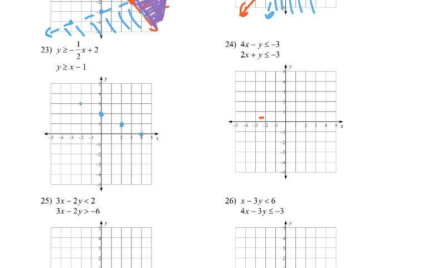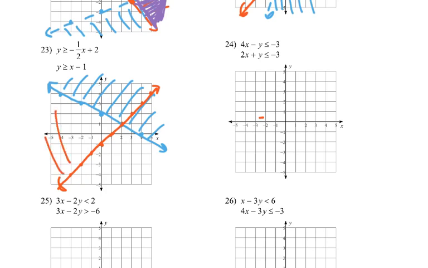Okay, next we've got the plus 2, down 1 to the right 2, or up 1 to the left 2. It's got an equal to, so it's a solid line. Y is greater, so I'm going to shade above. Then -1 here, and we're going up 1 over 1 because it's got a slope of 1. It's also got an equal to, so it's a solid line. Y is greater, so again I'm going to shade above. So my solution is from this line to this line and everywhere in between.